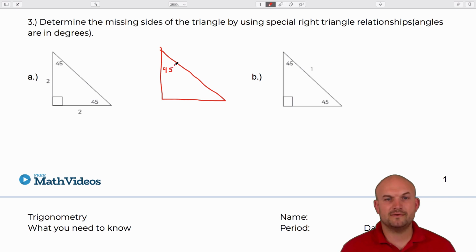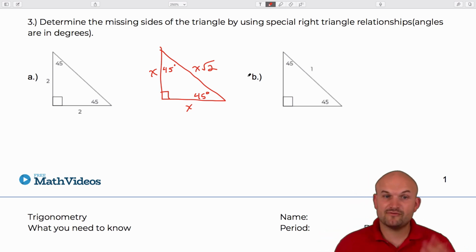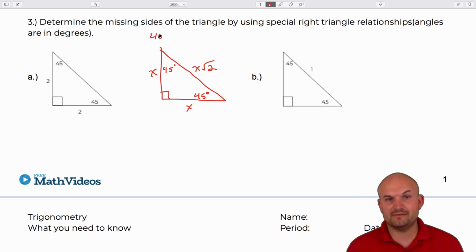Now, it doesn't matter what the angles or side lengths are. If this is x, the other leg has to be x. And if you were to do the Pythagorean theorem to figure this out, which we'll do in our notes, you get x square root of 2. Let's just use this relationship here for the 45, 45, 90 triangle to find the missing sides of the triangle.